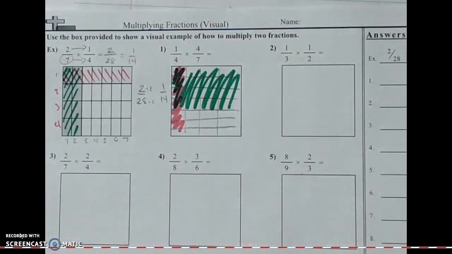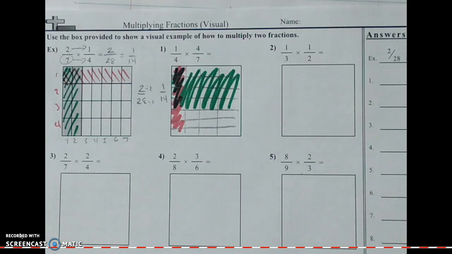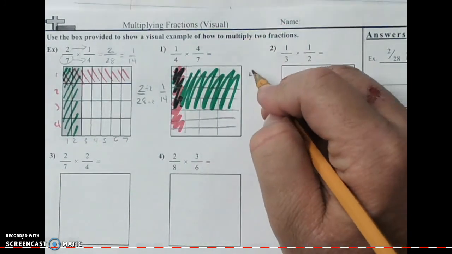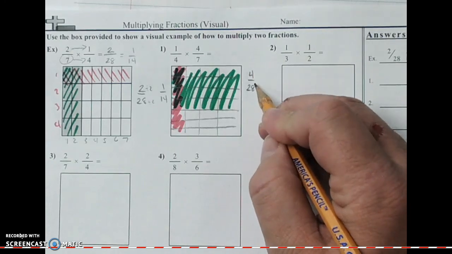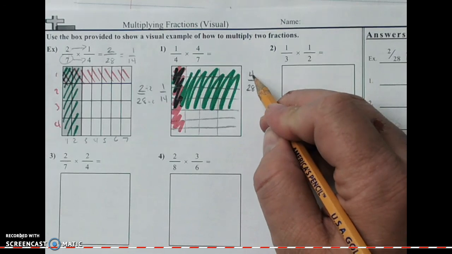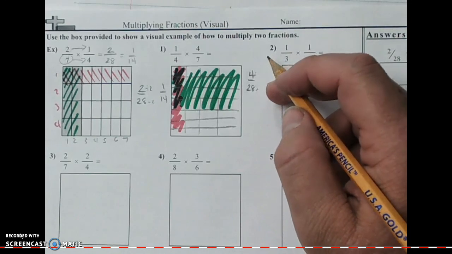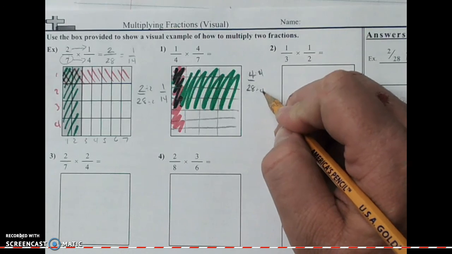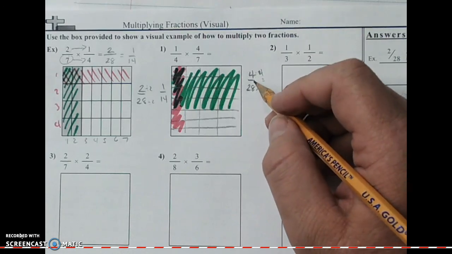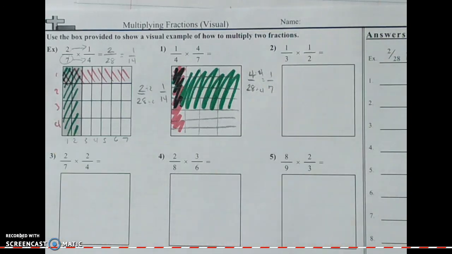Okay. How many of my rectangles have both pink and green in them? 4. Somebody else tell me out of how many total? 28. And what do I do to this? Simplify it by what? 7 won't go into 4. 2 will work. 4 is better. Why is 4 better? Okay, it's the greatest common factor, right? So we get 1/7. Now let's do the algorithm and see if we got it right.